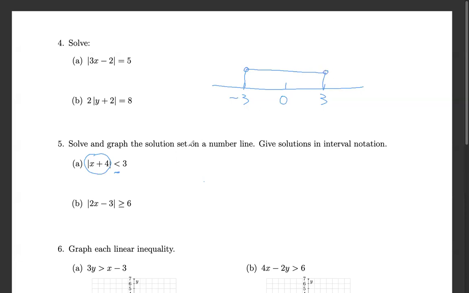So this question takes some thought, because the absolute value is less than 3. If the inside were negative, that means it has to be less than 0 but greater than negative 3. If the inside is positive, that means it has to be less than positive 3, right? So we need to break into two cases. So the first case is inside x plus 4 is greater than negative 3, right? It has to be in between somewhere here.